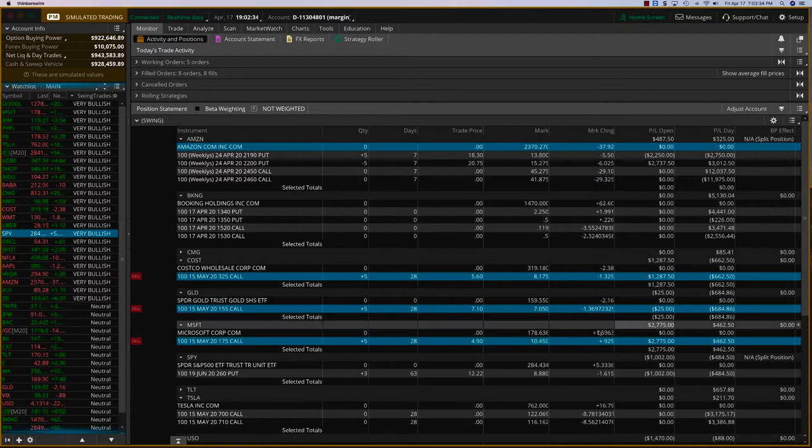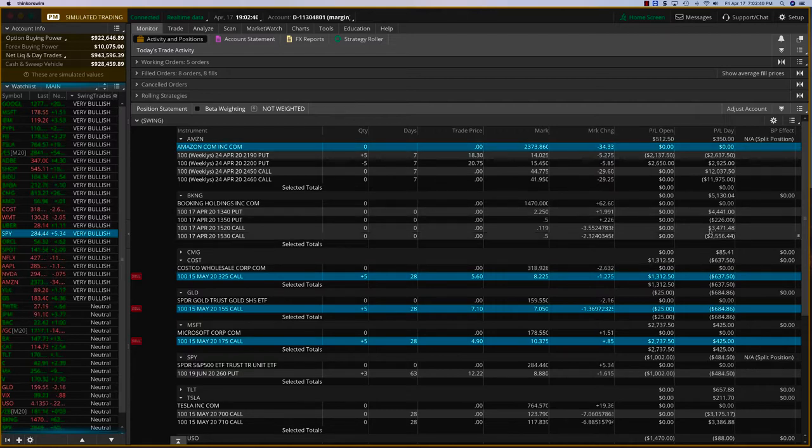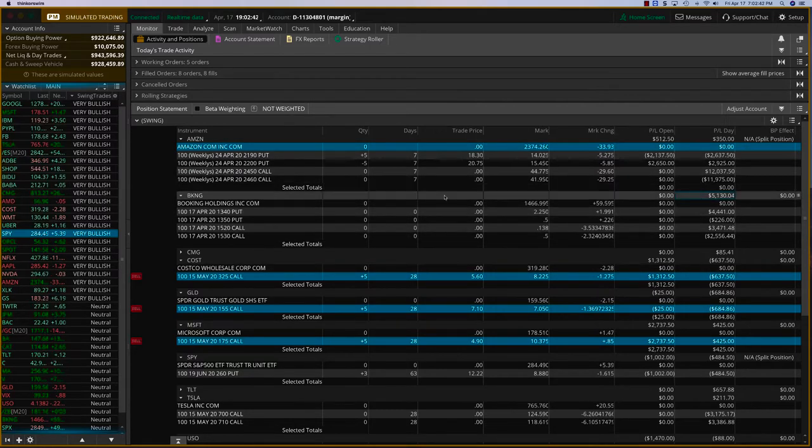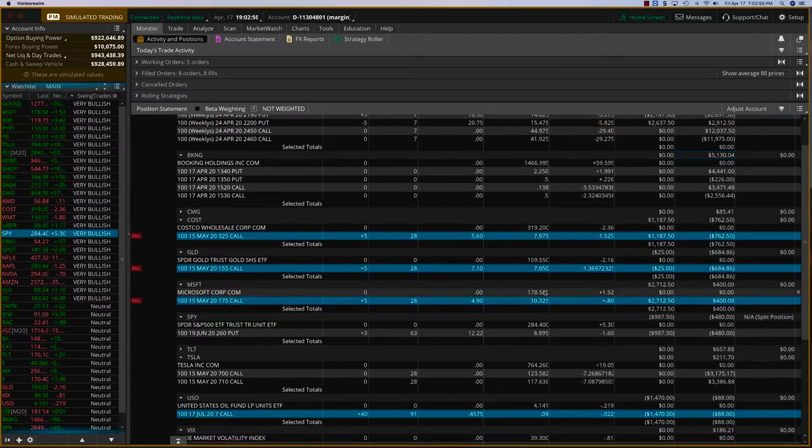So here you'll see that Microsoft is up almost close to 3,000. Costco is up another 1,400. Then Booking went up very nicely on this iron condor backspread combination, and Amazon we are recovering. We are going to break even on this trade.